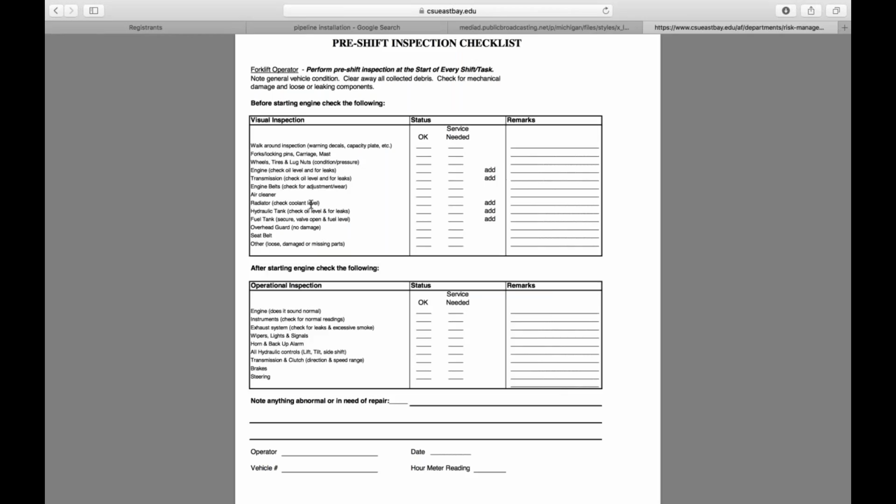So my observation may be something like, let's say it's on ABC construction letterhead, right? And it is a pre-shift inspection checklist or behavioral based. Basically, this is what it's going to say: operator walked around the inspection, right? The forks, the locking pins, and the carriage mast, they were secured in place. The wheels were chocked, or checked for loose tires and lug nuts. Engine checked for leaks.